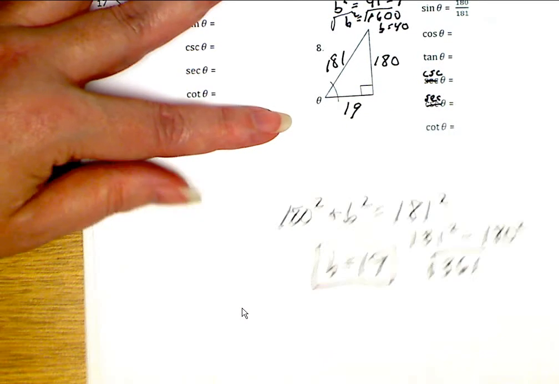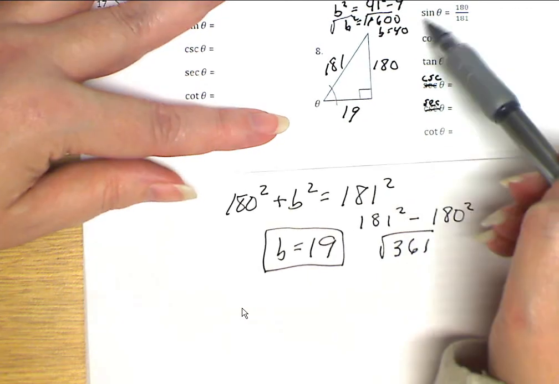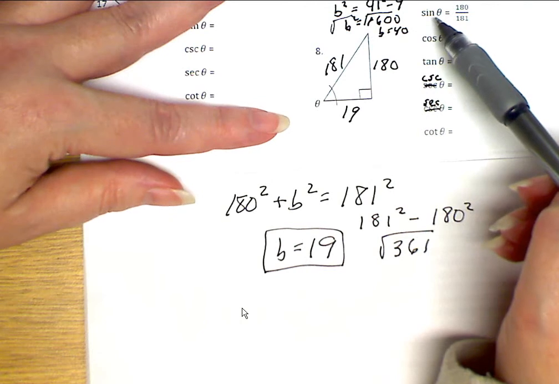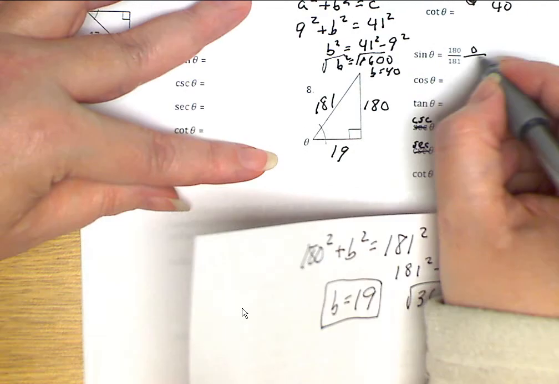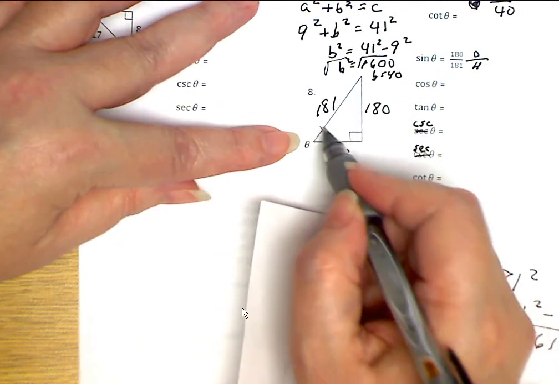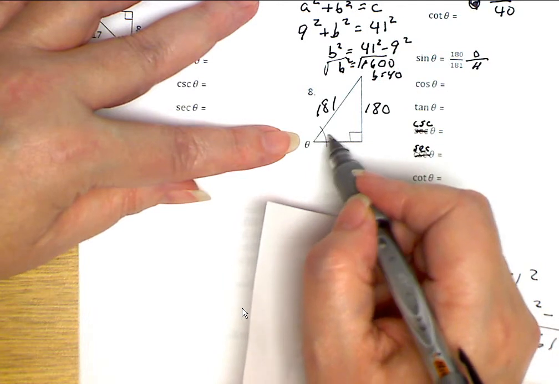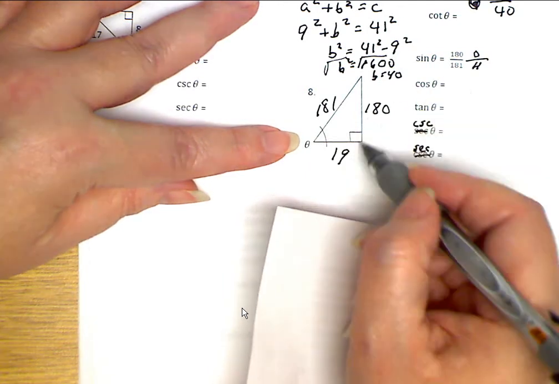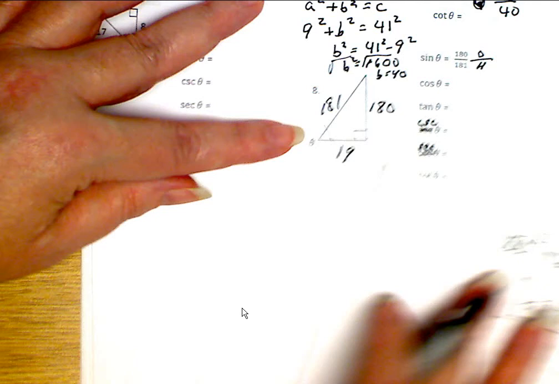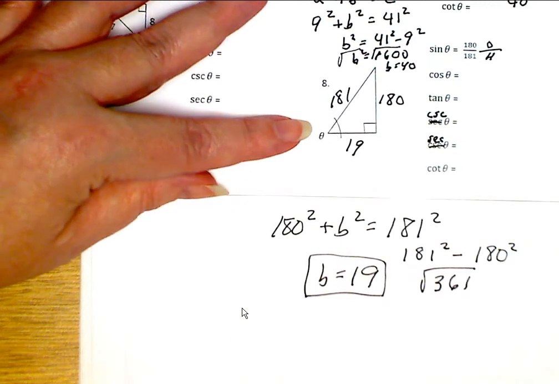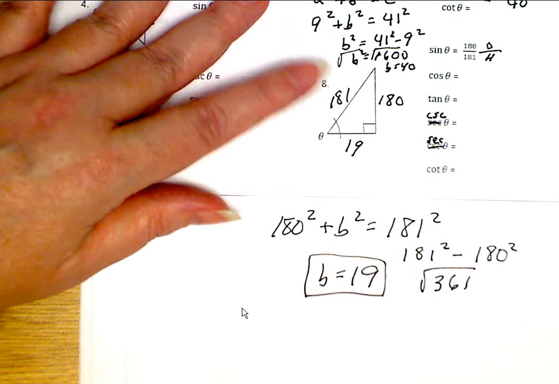Lincoln? What is sine? Well, why is adjacent not the 181? What is sine? Opposite over hypotenuse. From here, where's the opposite? 180, straight across. Hypotenuse is across from the right angle, so this is my 181. Got it? Okay, question about how to finish this one. Okay, let's move on.